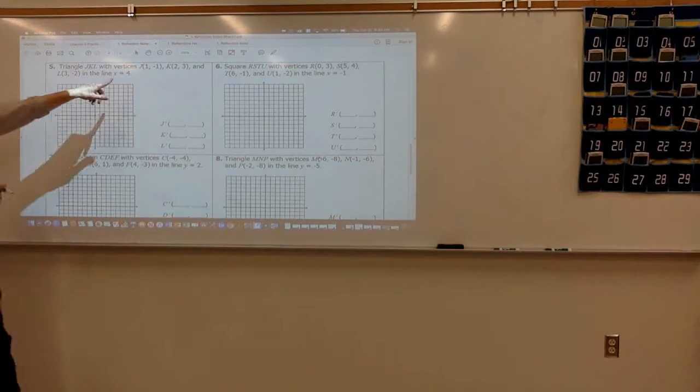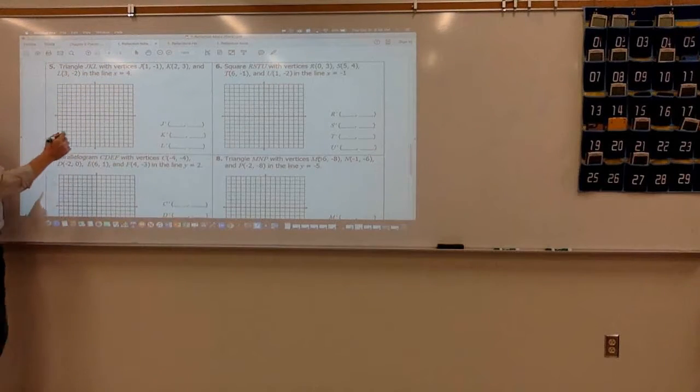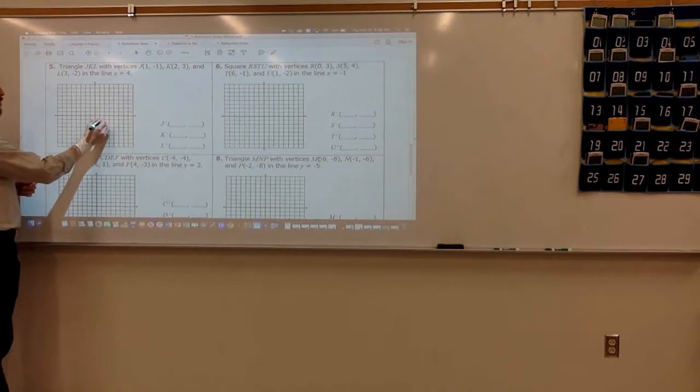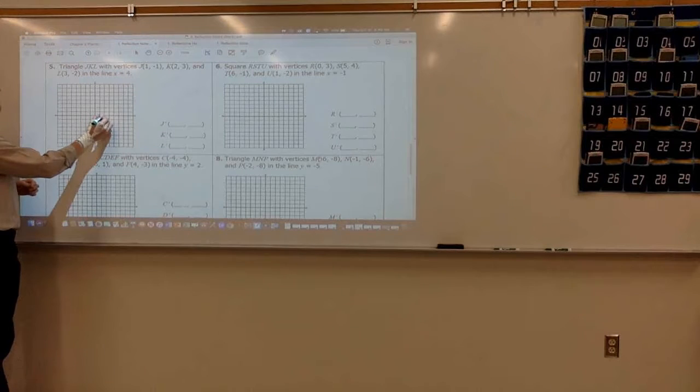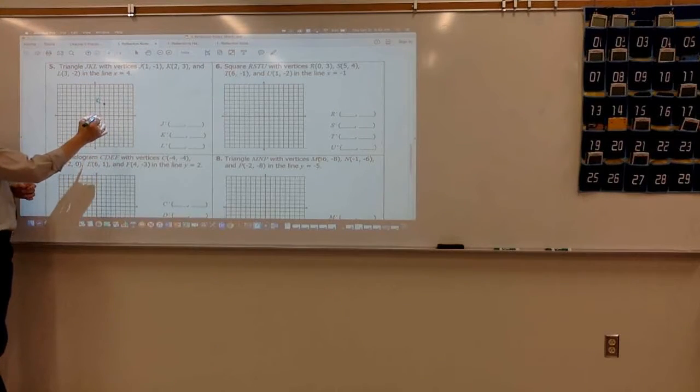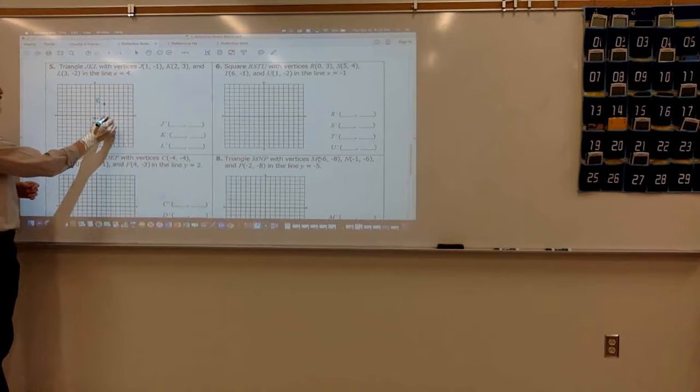Okay, so first let's just plot these coordinates. So J is at (1, -1). You just had to make it more confusing, didn't you? Well, I think we got the first part down pretty easy. Let's get a little bit more advanced.